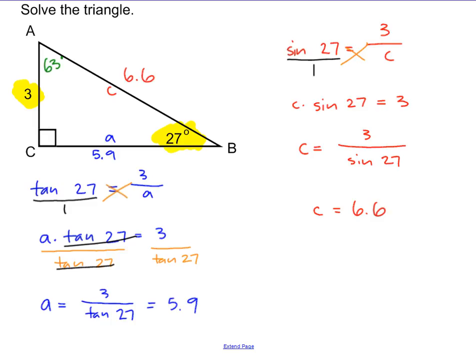Now I'm going to look at my three sides. I have 3, 5.9, 6.6. This seems reasonable since this is the largest side and it's the hypotenuse. Then I'm going to look at the relationship between the smallest angle and the smallest side. So the smallest angle is 27. The smallest side is 3. They are across from each other. The largest angle is 90, the hypotenuse is 6.6, and the middle angle is 63, the middle side is 5.9. So these answers appear to be reasonable.